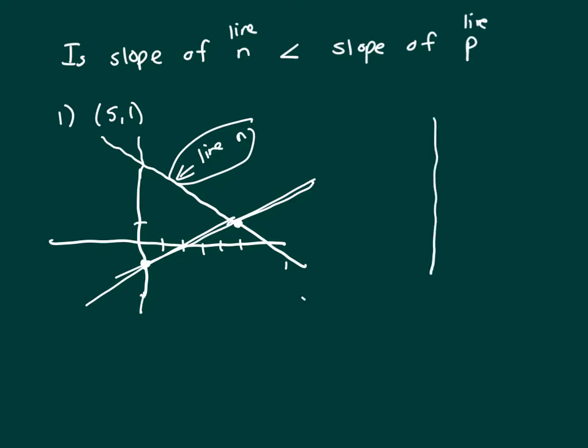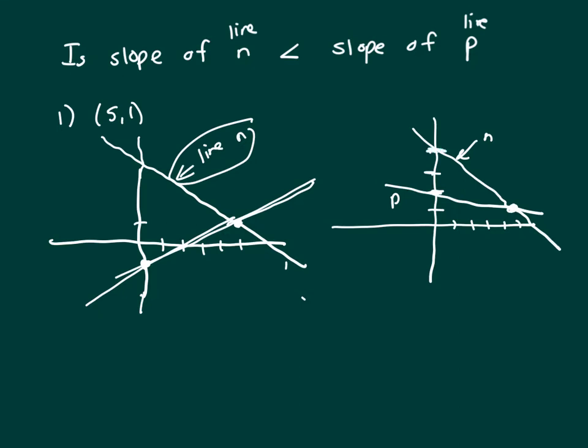But does it work if they both have the same slope? 1, 2, 3, 4, 5, 1. So let's say they're both negative, and they say N is on top. N has a greater y-intercept. That's N. And P, say it's that. P. So line N's slope is less. Look, let's say this is 2, and let's say this is 3, and this is 4.